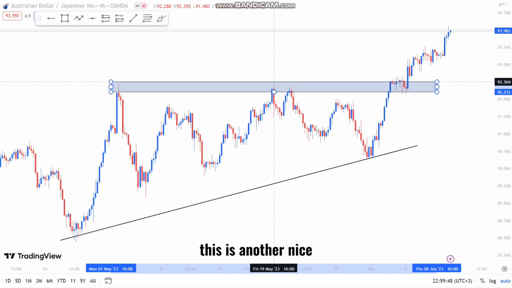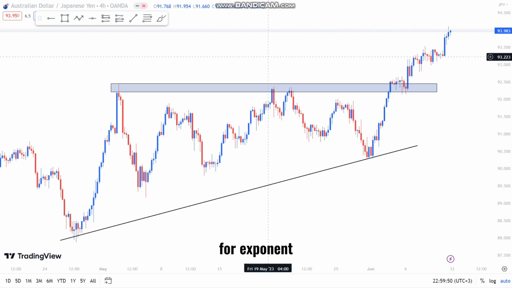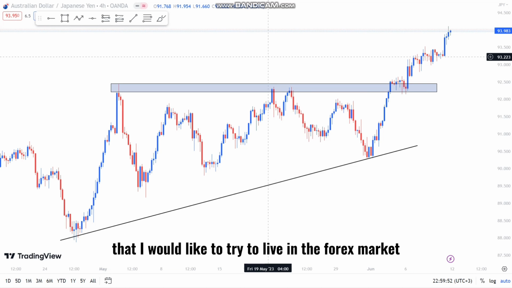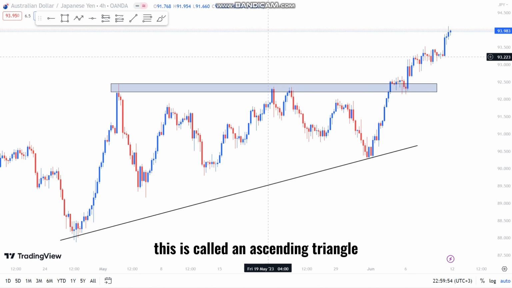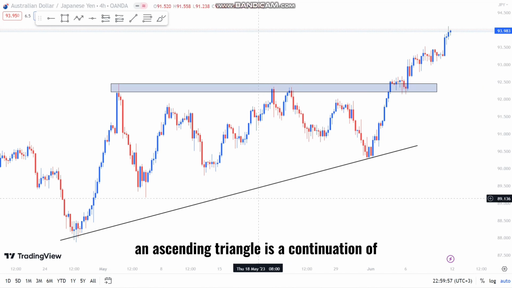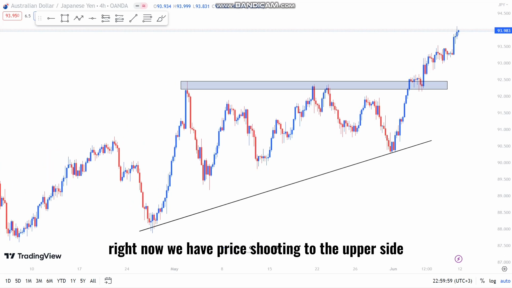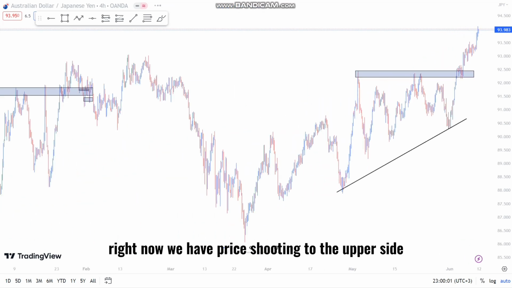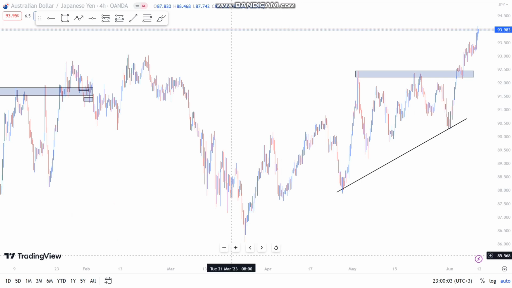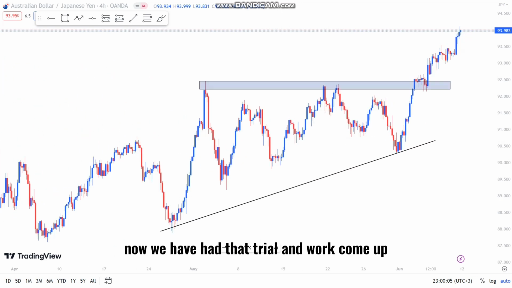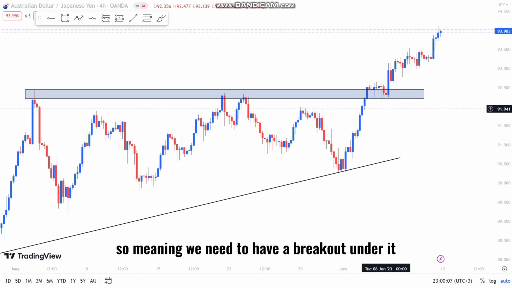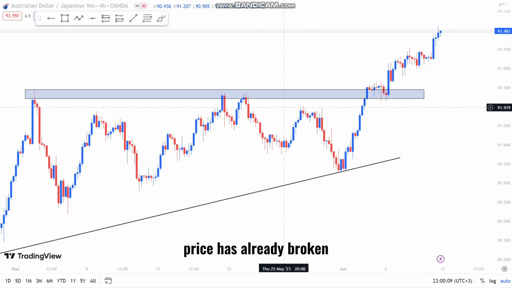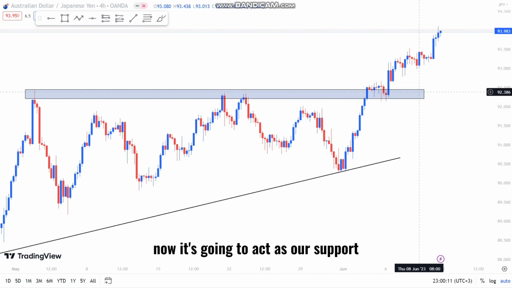So now again, this is another nice forex pattern that I always like to trade whenever I'm in the forex market. This is called an ascending triangle. An ascending triangle is a continuation pattern to the upper side. As you can see right now, we have price shooting to the upper side. You can see price has been in an uptrend. Now we have had that triangle come up, meaning we need to have a breakout and a retest. And you can see price has already broken our resistance. Now it's going to act as our support.